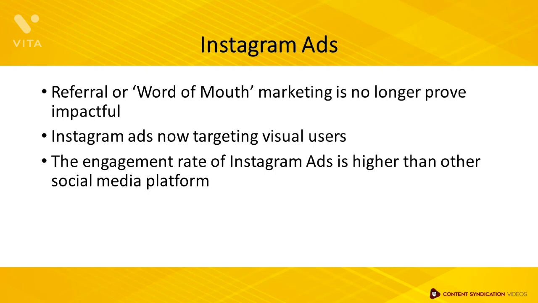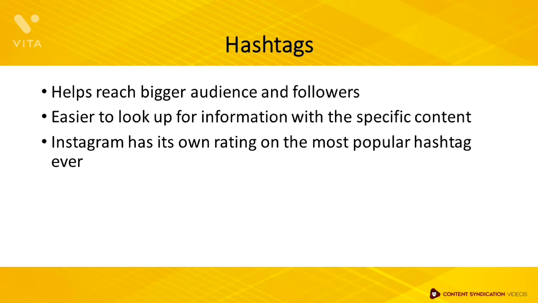The last thing you need to take note of is the usage of hashtags. This is the most important strategy for you to reach bigger audiences and followers. It makes things easier for users to look up information with specific content. Hashtag is so powerful that even Instagram has its own rating on the most popular hashtag ever. Those are the 4 important criteria to a compelling post in Instagram.